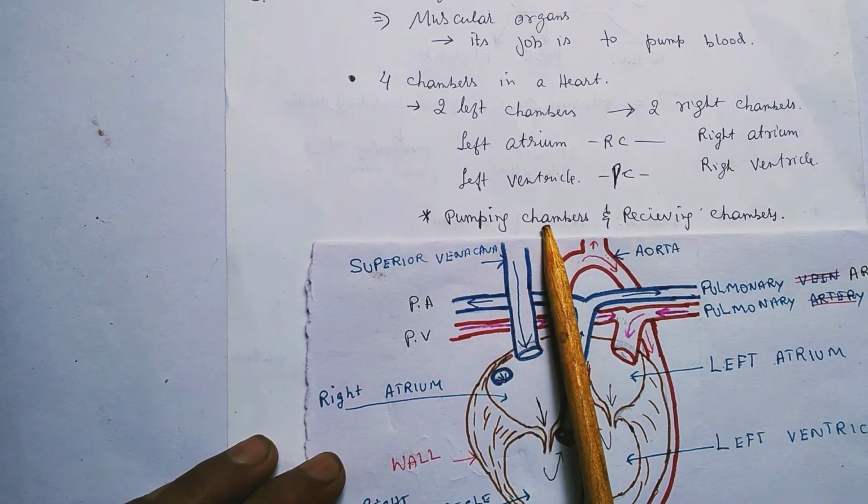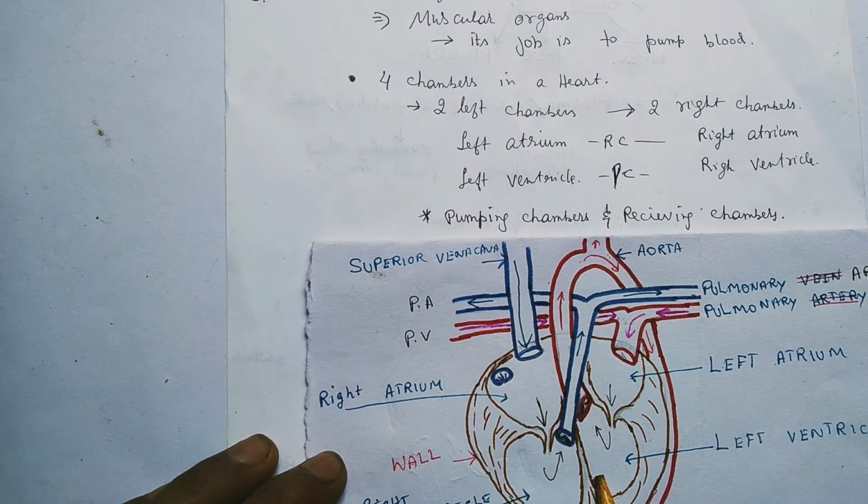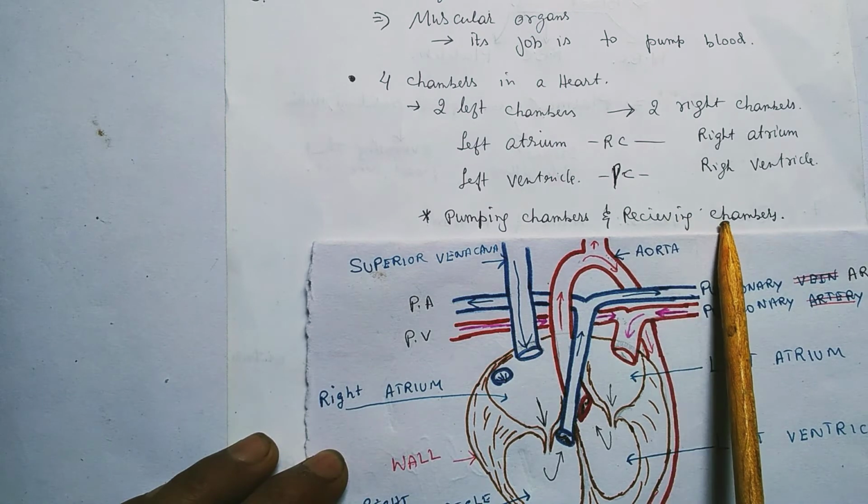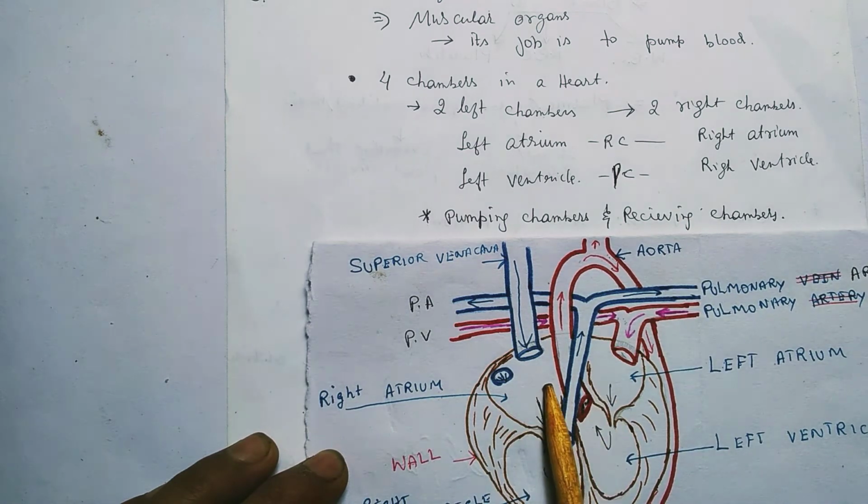So the pumping chambers are these lower parts, we call the ventricles. The receiving chambers are these, the upper chambers, we call the auricles or the atria.